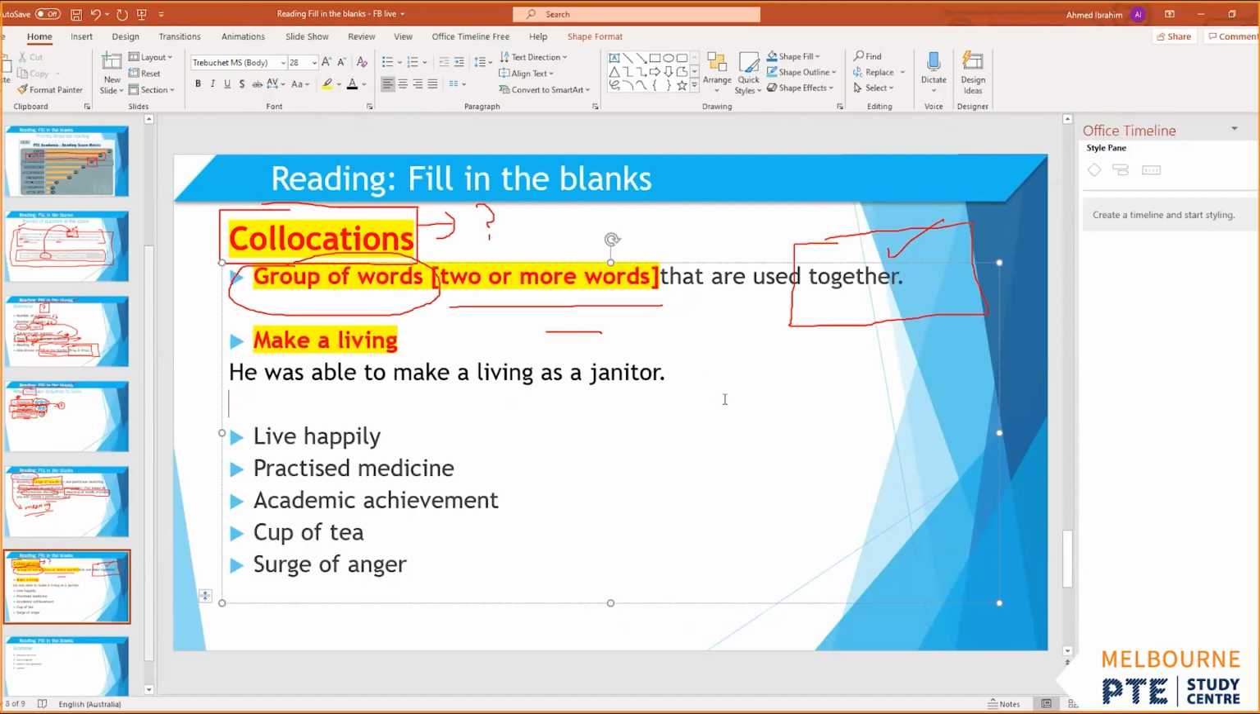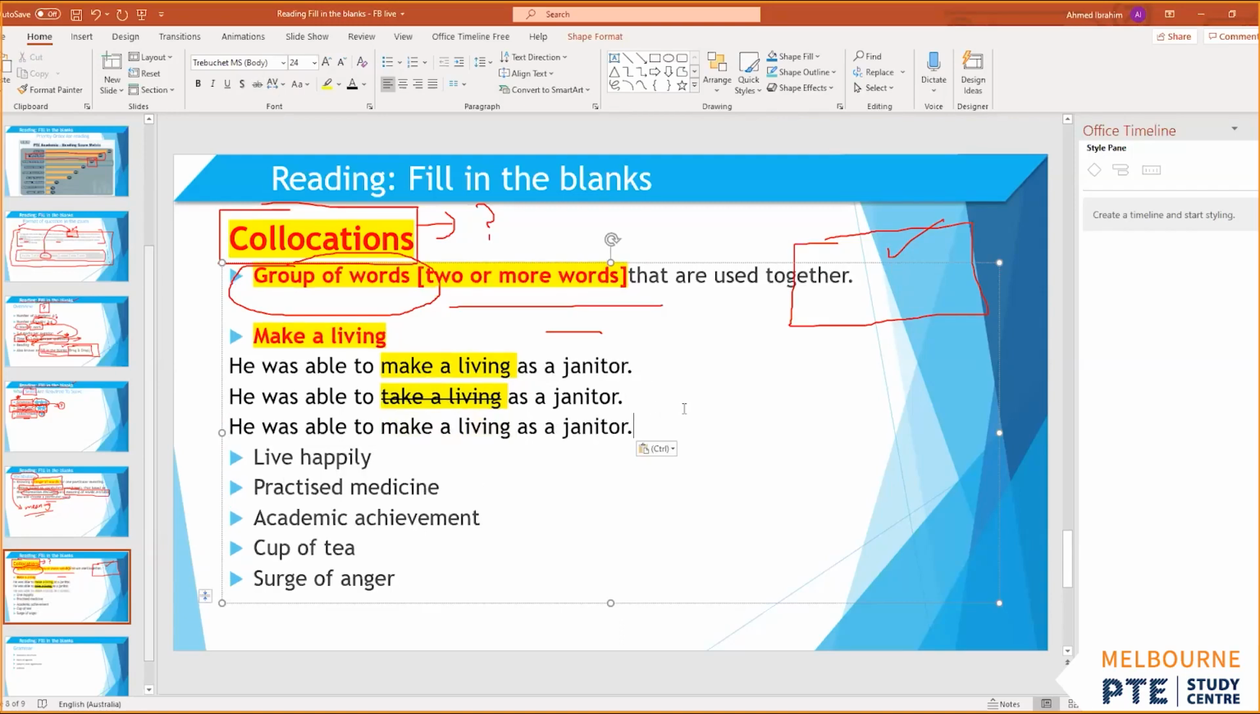Now, can it work in some other way? Let's just say that I try to make a sentence, and now I say he was able to take a living. Would this one, you think, give the same meaning? What do you guys think? The people who are online, would take a living give the same meaning? Think about it. It won't actually, because these are not three words that will go with each other to give this meaning. Now, let's try to make it a bit different.